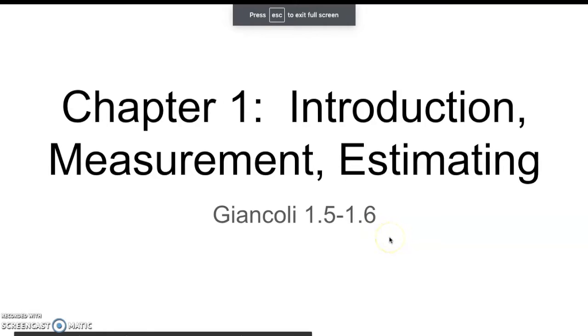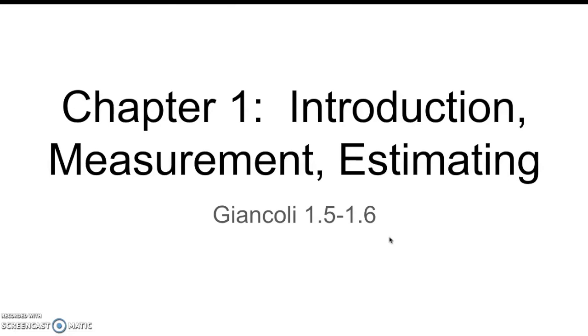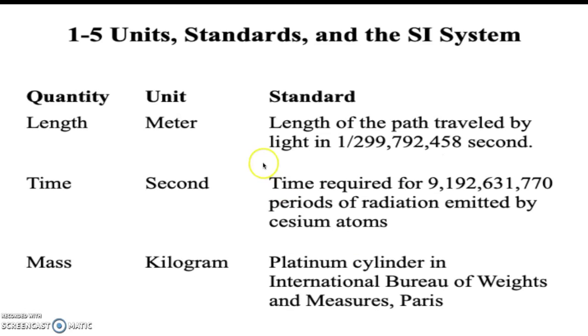All right, so here we are talking more about introduction, measurement, and estimating. Chapter 1 of Giancoli, sections 5 and 6 is what we're going to look at today. So standard units, meters, seconds, kilograms, we will use those a lot. Anytime we talk about length, we want meters, time in seconds, mass in kilograms. If those units are not provided, we want to convert to them, okay? And you can see the standards here, but just understand meters, seconds, kilograms. In physics, if we get there, we're good.